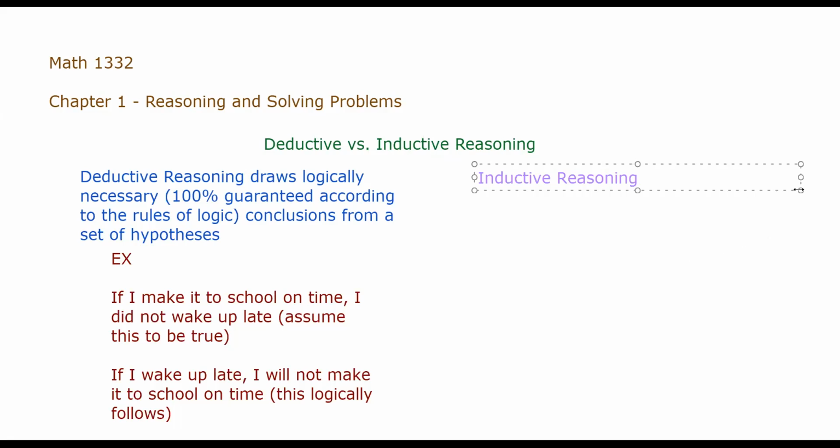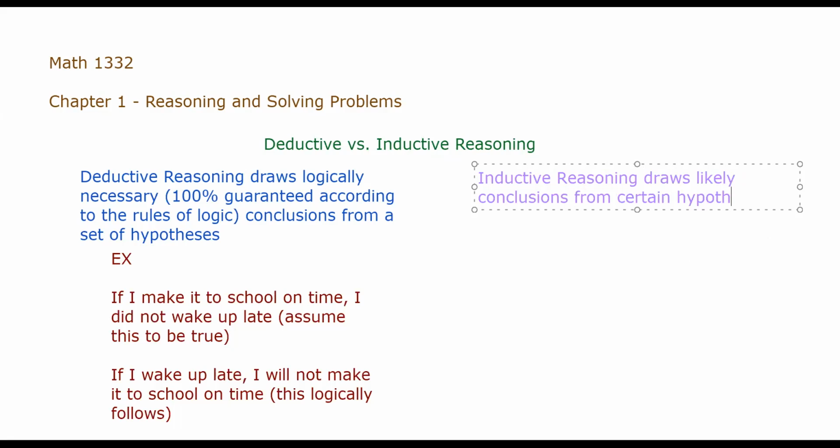And what inductive reasoning does, you can't say it's guaranteed to happen, but inductive reasoning draws likely conclusions from a set of hypotheses. Notice that word likely. That's kind of the key word there. You can't say it's guaranteed to be true, but maybe you could say, maybe it's 90% true, 80% true.